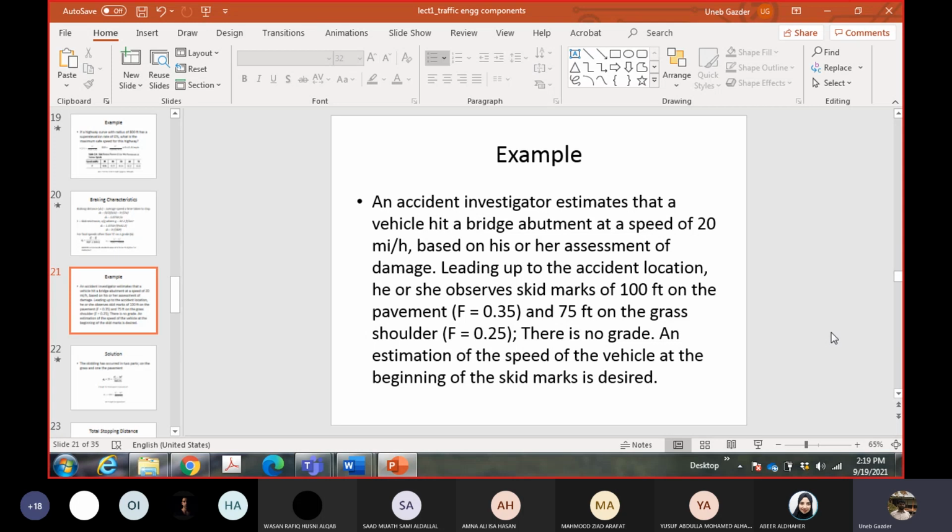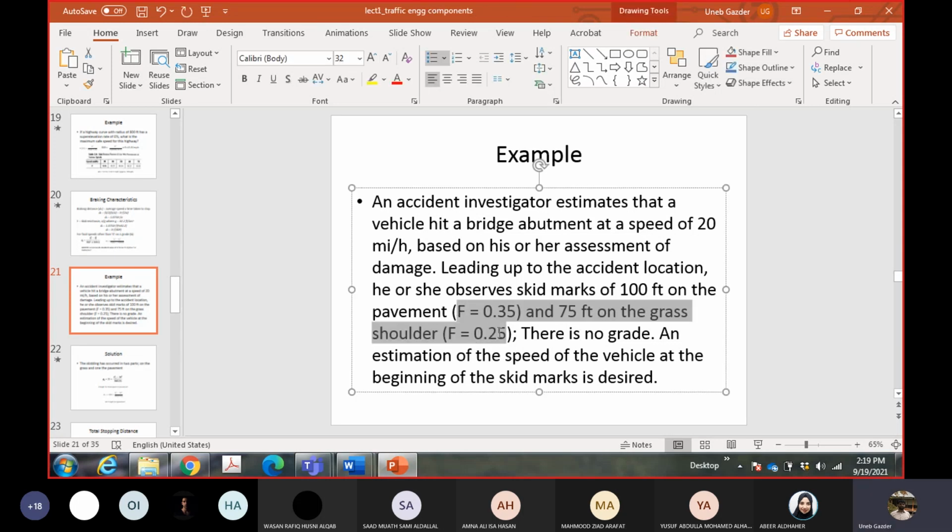You can combine 75 feet and 100 feet together and take 175 feet only if the surfaces were the same. If the surface, the gradient, everything was the same about the pavement and the shoulder, then you could have combined these two values into a single value and used 175 feet as the braking distance. The total braking distance is 175 feet, but it is covered on two different surfaces.